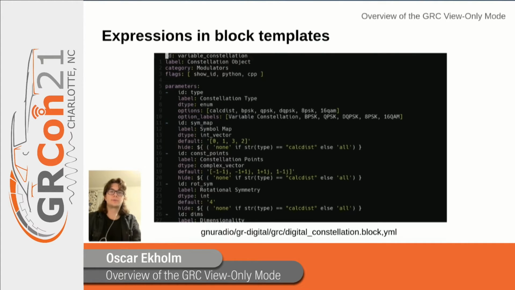I also just want to add that there are other expressions which are evaluated when loading the flow graph other than the parameter expressions, such as the ones in the image here, where we have some parameters, and in this case we have the hide parameter, which has this conditional. So there are expressions originating from outside the flow graph file itself, but rather from the definitions of the blocks that the flow graph uses. I will get back to this soon.